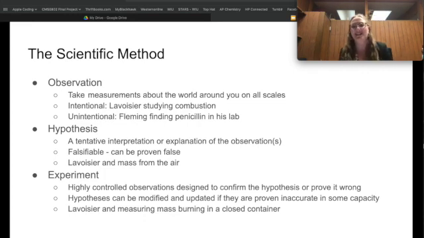We'll talk about Lavoisier throughout the semester, so you'll hear his name again. He'll be back, I promise. But I feel like there's a good Terminator reference there.